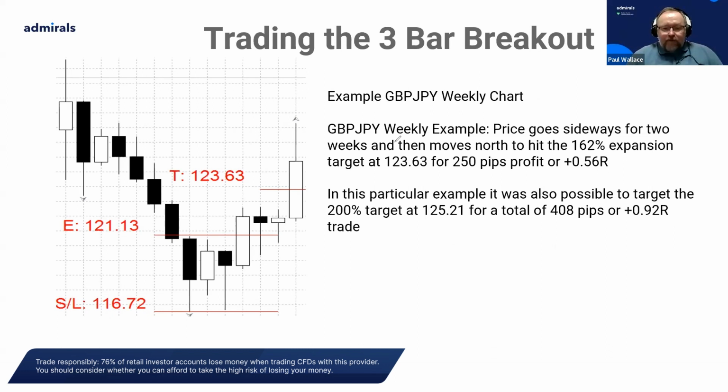So, in this particular example, what we saw is that the price having triggered, and we moved our stop, price went sideways for 2 weeks, and then it moved north far enough to hit the target. So you can see here we had the first bar, and then we had a couple of little inside pin bars, which are just kind of supporting you, and then invariably we hit our target at 123.63 for 250 pips profit, or about 0.56 R.